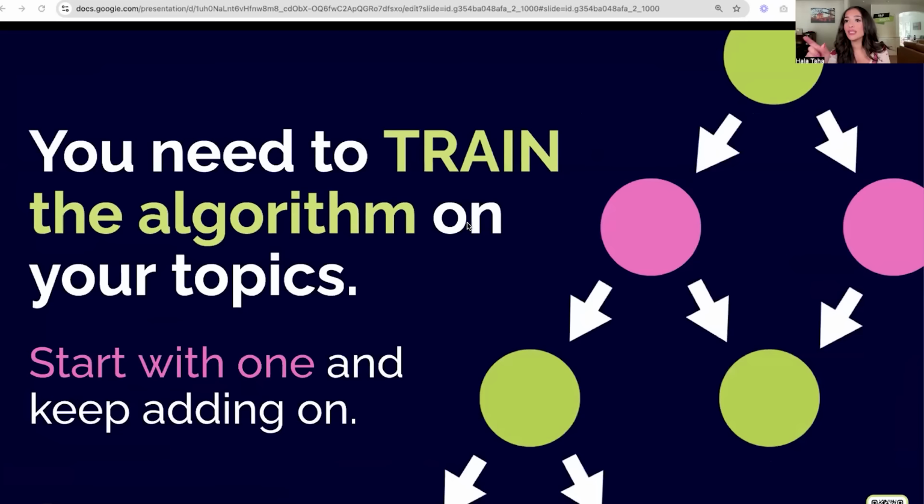So the key thing that you need to understand is that you have to train the algorithm on your topics. If you keep posting all these different topics, you actually are unable to train the algorithm, okay? The algorithm doesn't know what you're an expert on. They don't know what you post about. So you need to be super strategic about training the algorithm on your topics so they can feed your content to the right users. So my recommendation is to start with one topic and then just keep adding on, okay? So you start with one and then you can have 2 big topics, 3 big topics. I think 3 is good, right? Don't go too crazy, because then again, you confuse the algorithm.